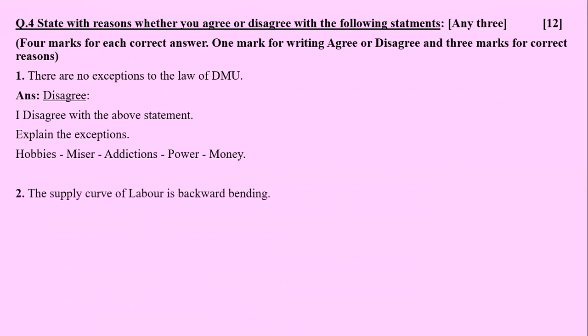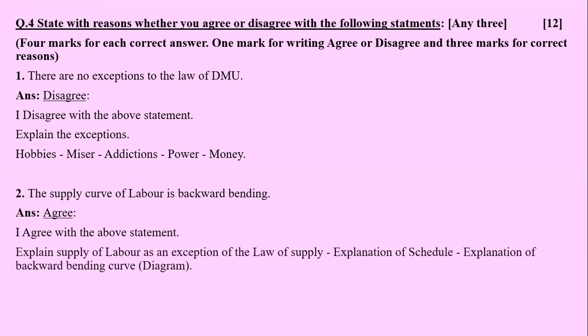Now next statement. The supply curve of labor is backward bending. Now what is the correct answer here? Agree. And how to write the answer? I agree with the above statement. Now see the points here. You have to explain the supply of labor as an exception of the law of supply. Then explanation of schedule. Explanation of backward bending curve diagram.